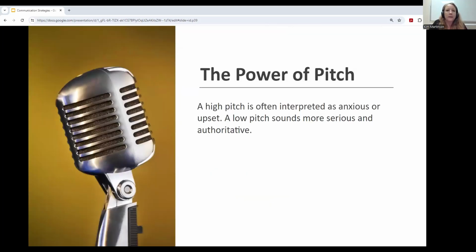So the power of pitch. Pitch can most simply be defined as the key of your voice. A high pitch is often interpreted as anxious or upset. A low pitch sounds more serious and authoritative. People will pick up on the pitch of your voice and react to it. As well, variations in pitch of your voice is important to keep the other party interested.